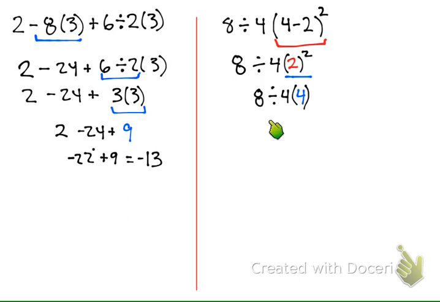So from here we work from left to right because all we have left is multiply and divide. So in this case, division comes first. So 8 divided by 4 is 2. 2 times 4 is 8. So that's our answer. So make sure for multiply and divide, you work from left to right. Same thing with addition and subtraction.